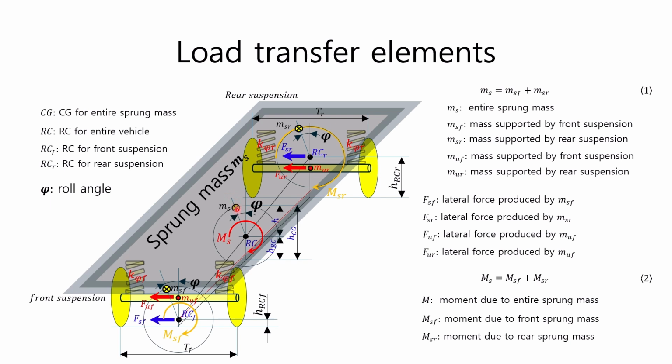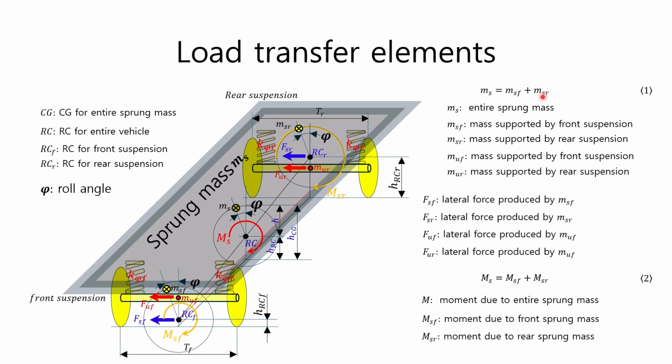In order to calculate the load transfer of the front suspension roll moment MSF and rear suspension roll moment MSR, the roll angle and the roll stiffness of the front K phi F and rear K phi R must be known, and in order to calculate the load transfer of the front wheel lateral force FSF and the rear wheel lateral force FSR, the sprung mass applied to each axle and the roll center heights of the front and rear suspension must be known. The total sprung mass MS can be expressed as the sum of the front sprung mass MSF and the rear sprung mass MSR as shown in equation 1.